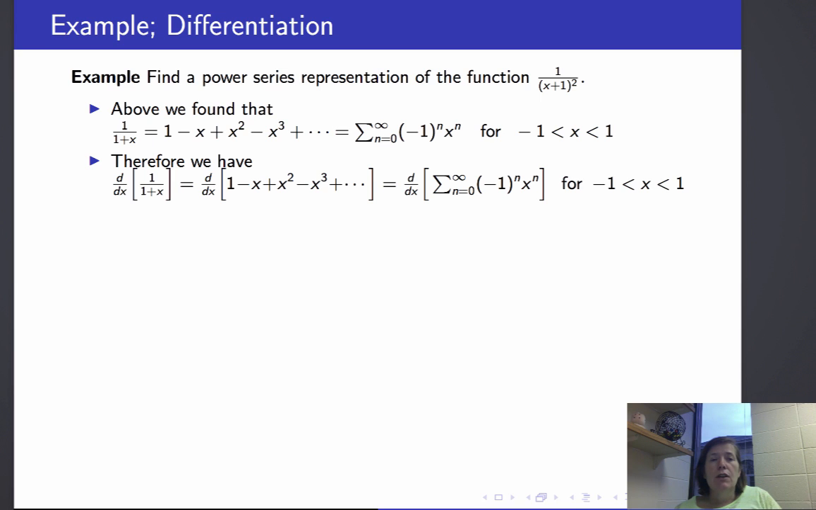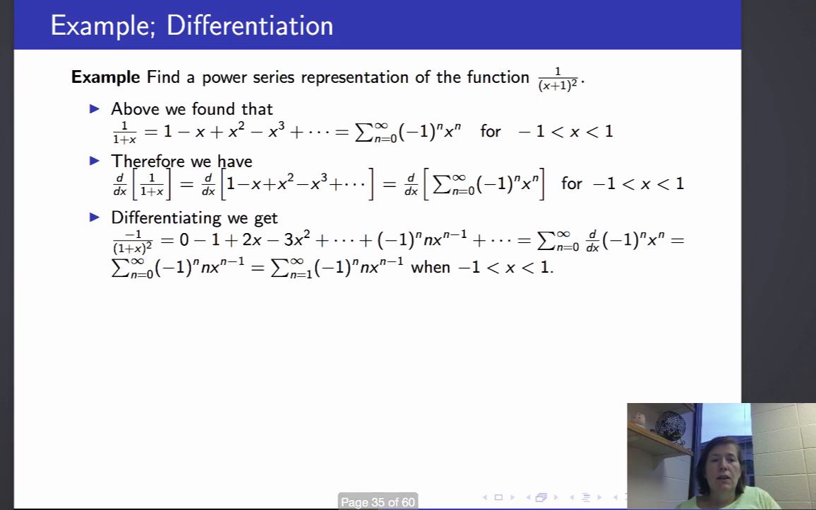Well, now we have an equation, and the derivative of the left-hand side must equal the derivative of the right-hand side. And the derivative of the left-hand side here is minus 1 over (1 plus x) squared, which is very similar to the function we're looking for a power series representation for. And the derivative of the right-hand side is the derivative of a power series, and we can differentiate term by term to get a new power series. So the derivative of the right-hand side is, the derivative of 1 is 0, minus the derivative of x, which is minus 1, plus 2 times x, minus 3 times x squared, etc.